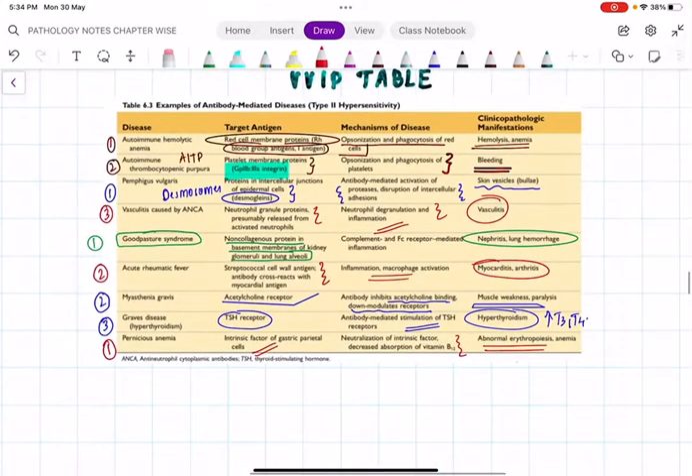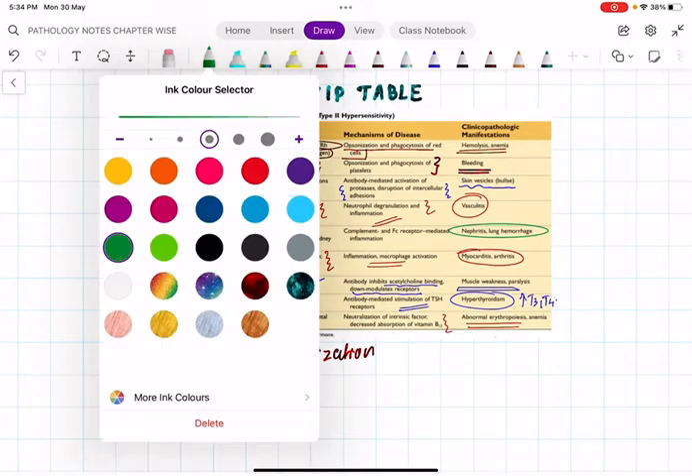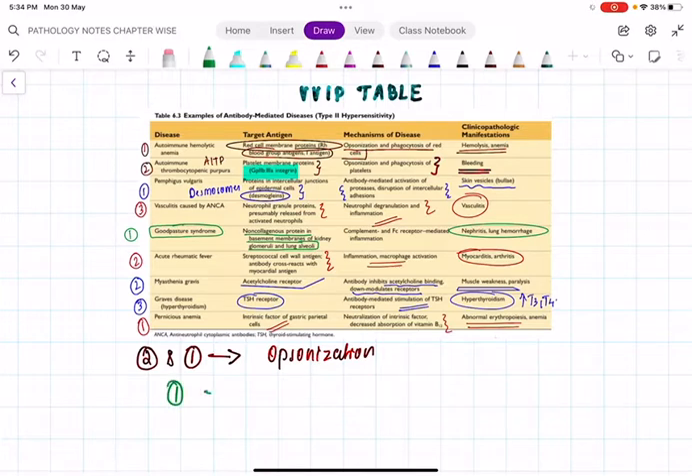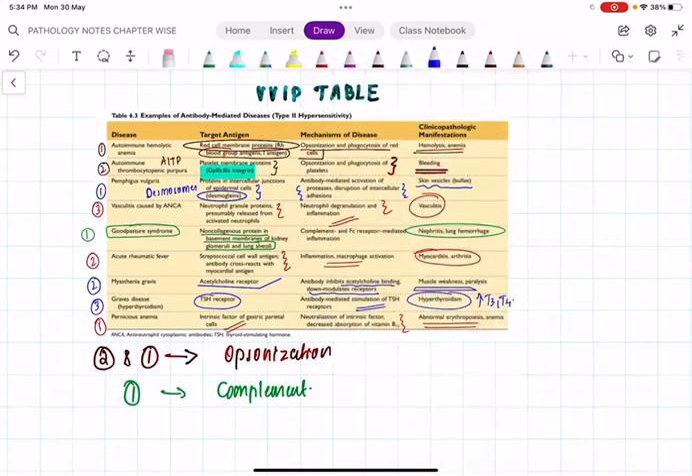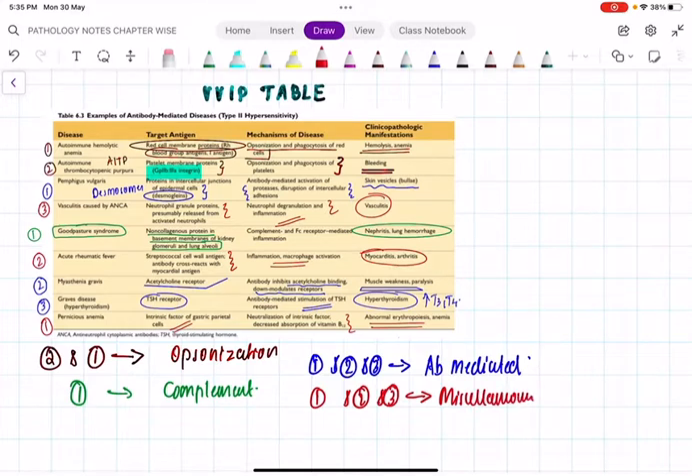So I am going to write it here. Number 1, this color is nothing else but opsonization, numbers 1 and 2. Then green color, we have only one number, complement. Then in this color, that is 1, 2 and 3, we have antibody mediated. And in red color we have 1, 2 and 3, the miscellaneous mechanisms.